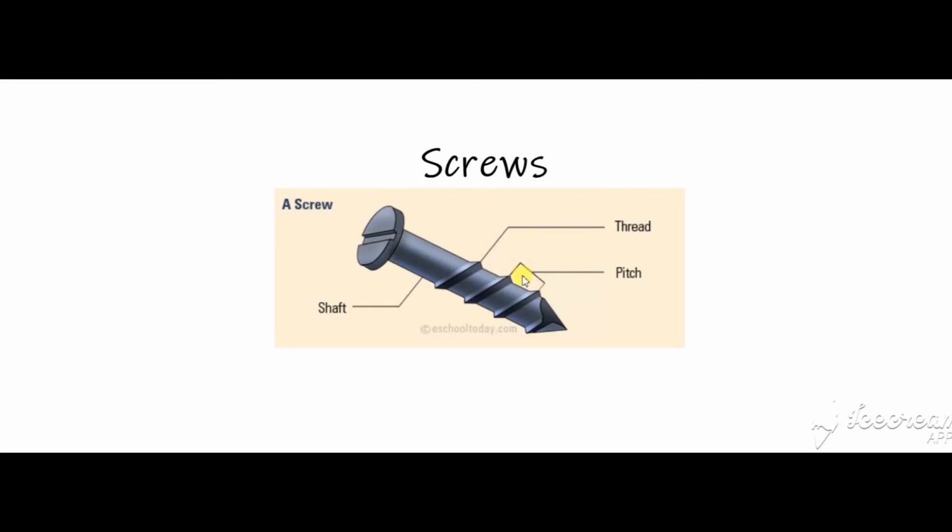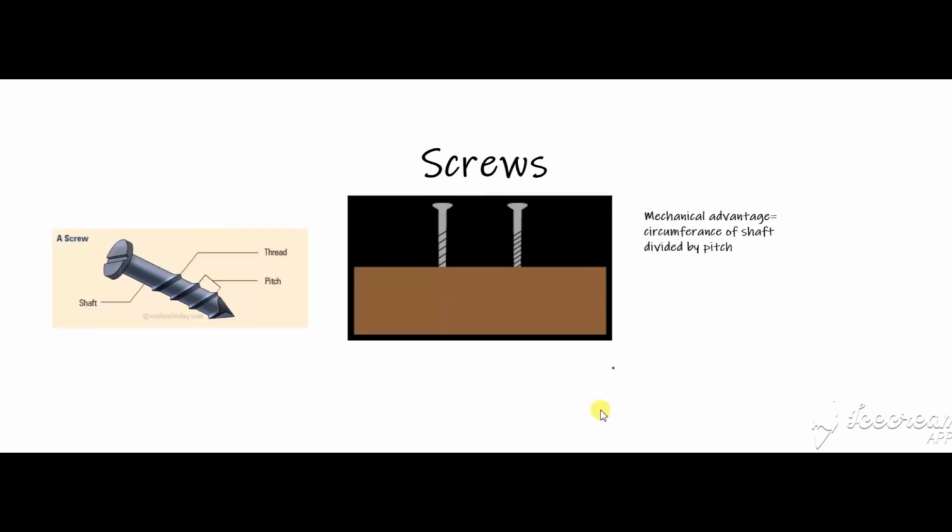Now, how do we use this to figure out the mechanical advantage of a screw? Well, simply put, the mechanical advantage of a screw is the circumference of the shaft divided by the pitch. So let me explain what a circumference is. Let's say that we have a circle. It's a badly drawn circle, but basically the length of this blue line, or the outer edge of the circle, that length is the circumference. So we're looking at the circumference of the shaft divided by the pitch, the length between the threads.